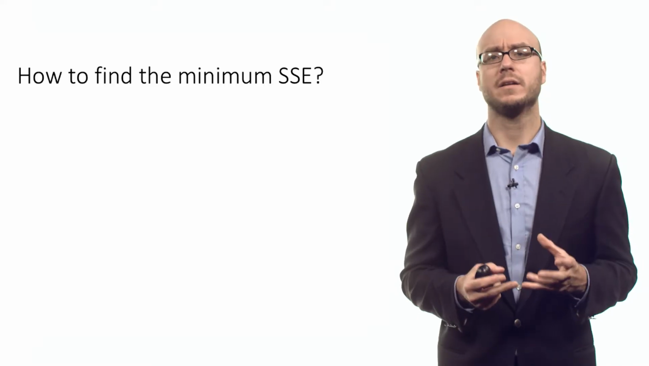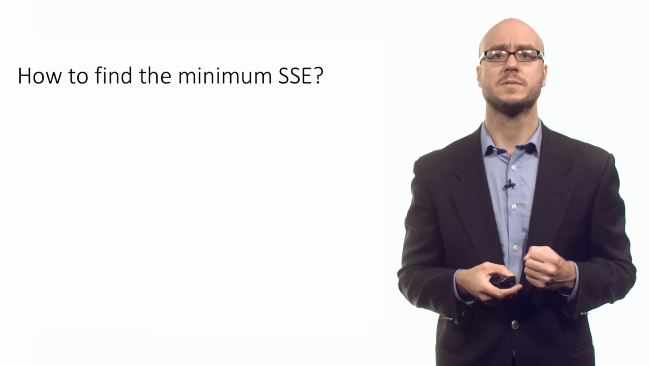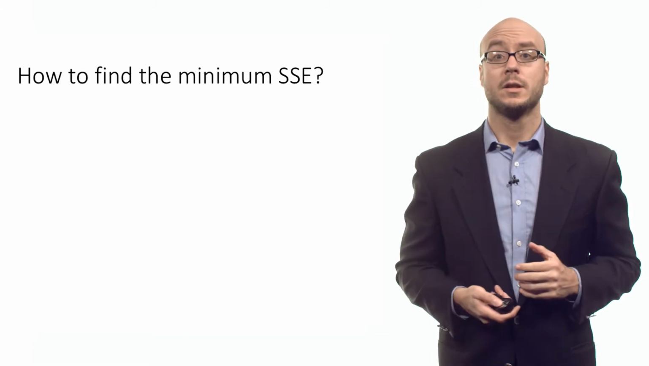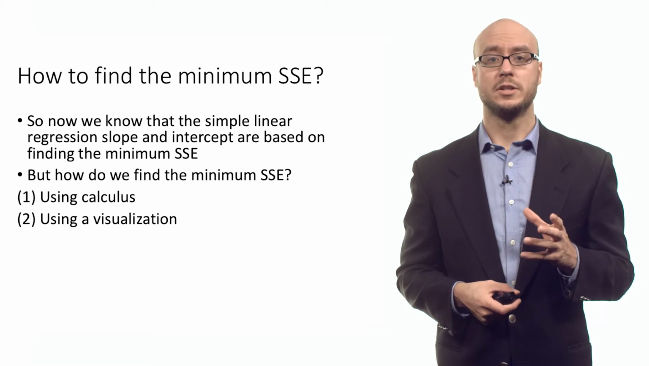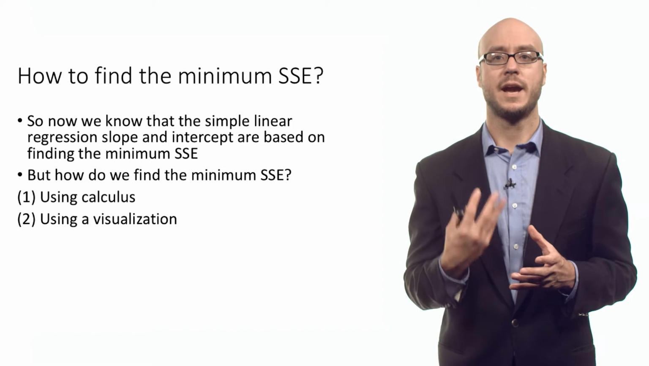We want it to be the minimum value because that means the fitted or predicted values of our outcome and the raw values of our outcome are, in general, not all that different. They're pretty close, and we want them to be as close as possible. But the question is, how do we actually find the minimum sum of the squared errors so that we can find the value of the intercept and slope? Well, there are really two ways of doing that. You can use calculus, or you can use a visualization technique.